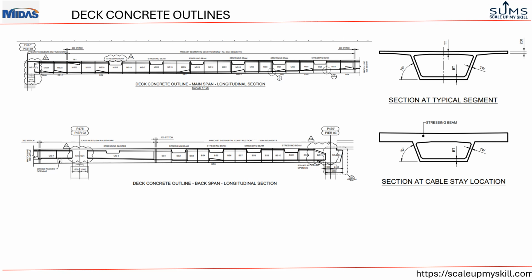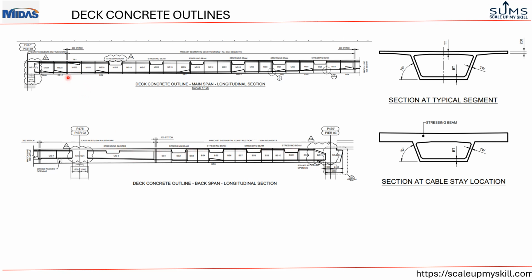This slide presents the deck concrete outline. So this is the main span and this is the back span. In the main span, there are basically 6 trussing beams as you see here, and there are blisters which are shown here. And in the back span, there are 5 trussing beams as shown here.